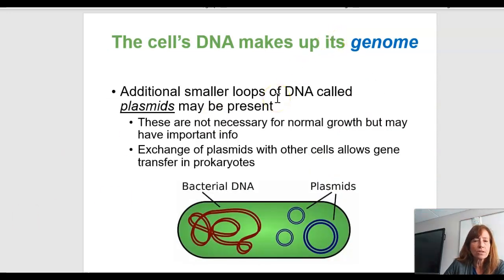Now, these cells also can have, so here's its main double-stranded DNA for this bacterial cell, but they can also have little loops of DNA called plasmids. And plasmids are really important in that plasmids provide a way for one bacterial cell to exchange genes with another. So we're going to see how genes get transferred from this bacteria to perhaps another one that we don't see in the picture.